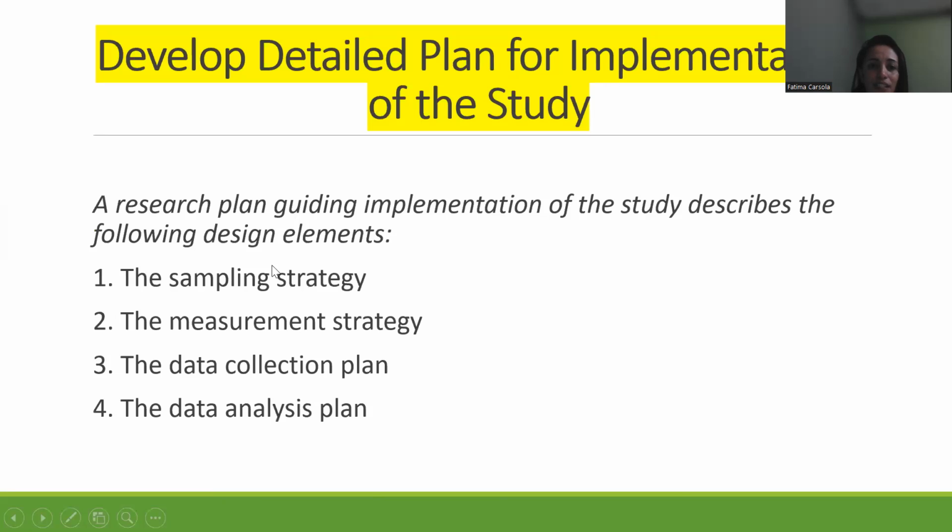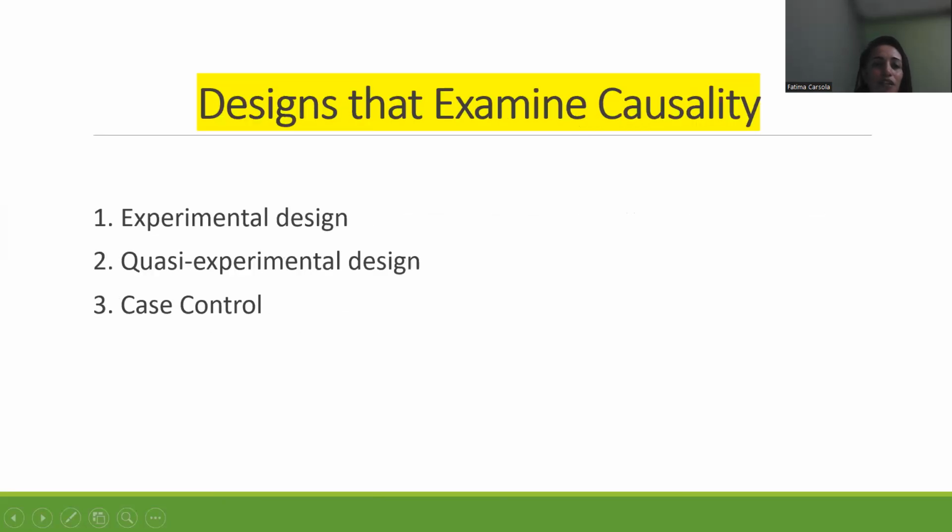Another is designs that examine causality. You have your experimental, your quasi-experimental and case control designs. Experimental designs provide the most rigorous test of effectiveness of interventions. Don't forget that. And you have quasi-experimental designs. They enable scrutiny of causality, but this one cannot definitively determine causality because the level of evidence is weaker than that of the experimental design. We also have case control designs. Don't forget that we have the case control design for the designs that examine causality.